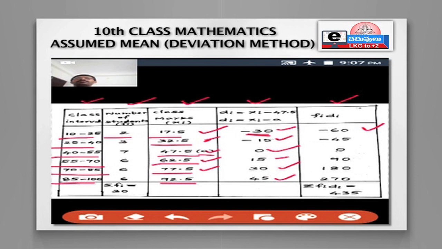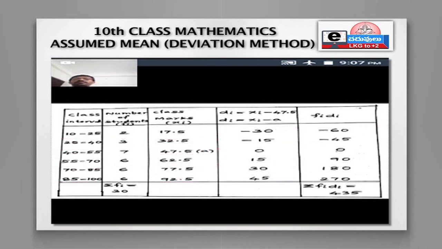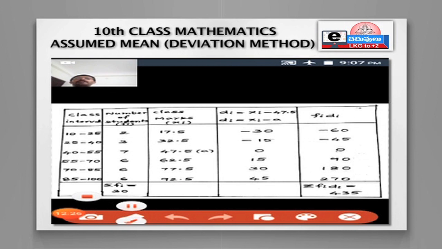Next find f2 into d2, 3 into minus 15. 3 into minus 15, minus 45. Next, f3 into d3. f3 is 7, d3 is 0. 7 into 0, 0. Next, find f4 into d4. f4 is 6, d4 is 15. 6 into 15, 90.